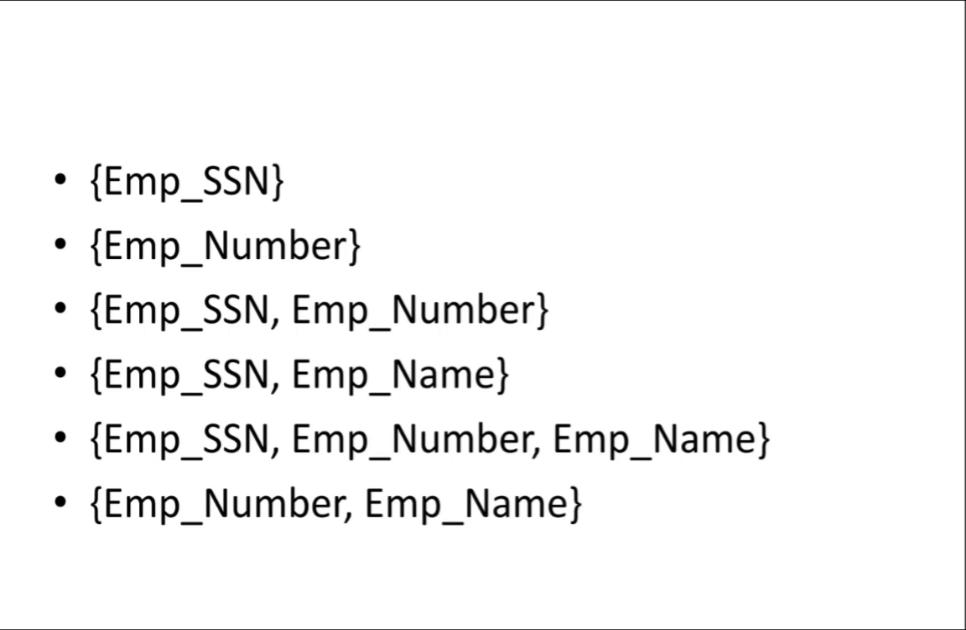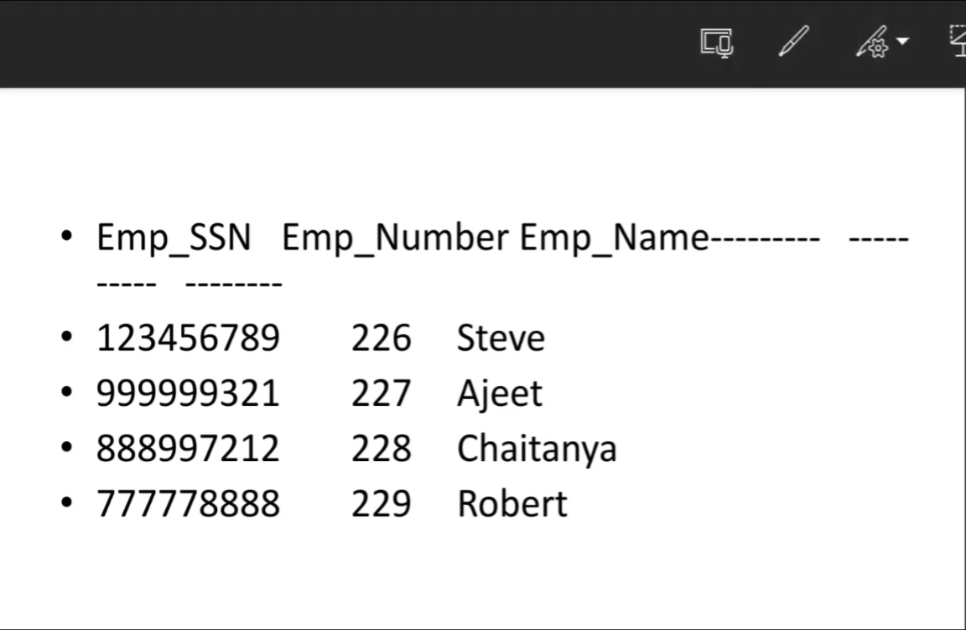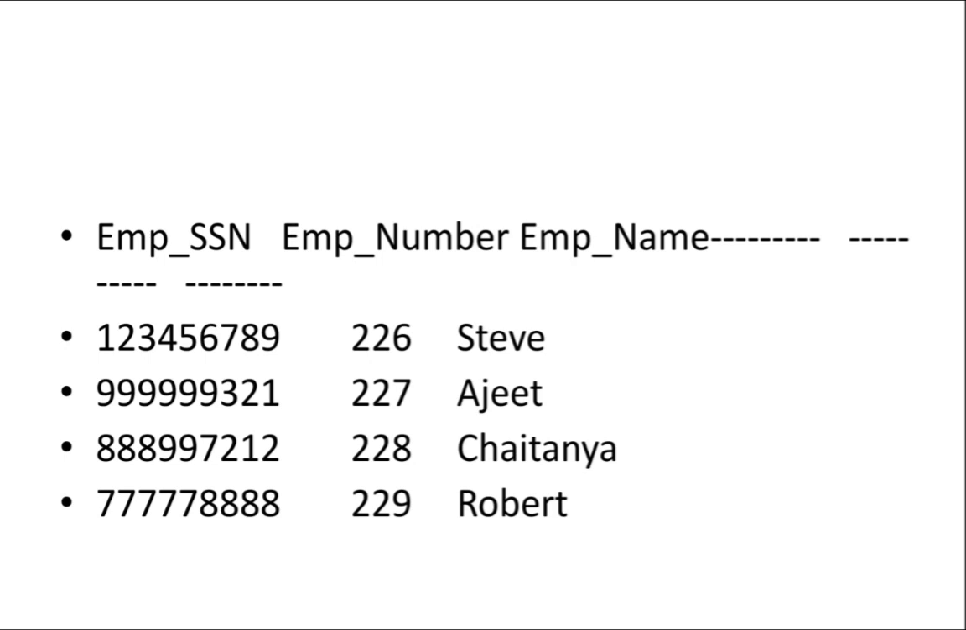For example, the first super key is employee SSN. Using the employee SSN I can identify each record here, because every employee SSN is different. Each record is different. So what is a super key? I told you it is not a single attribute. Super key can be a set of attributes to identify the record. Here employee SSN identified the record, but I used only one attribute. According to the definition, a super key is a set of attributes to identify the records.